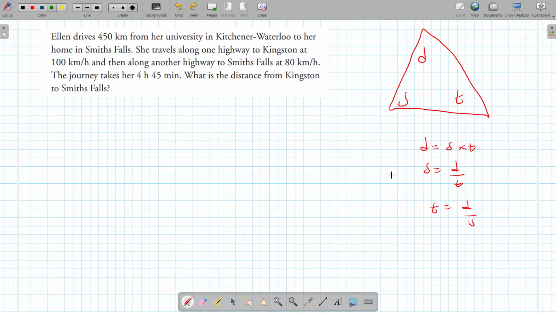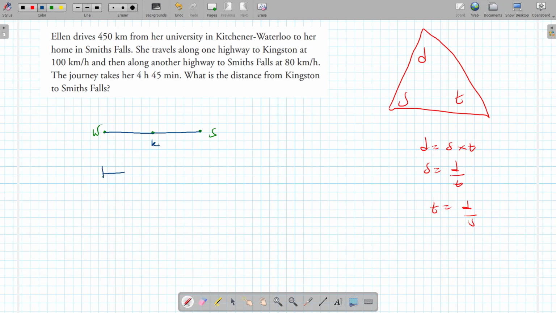So here, let's read the question. It says, Ellen drives from her university in Kitchener-Waterloo to her home in Smiths Falls. And she's stopping in the middle somewhere. She travels along one highway to Kingston. So let's say she starts at Waterloo, she goes to Kingston. Okay, there we go. So this is the pattern. So she's taking this highway first, and then she takes this highway second.